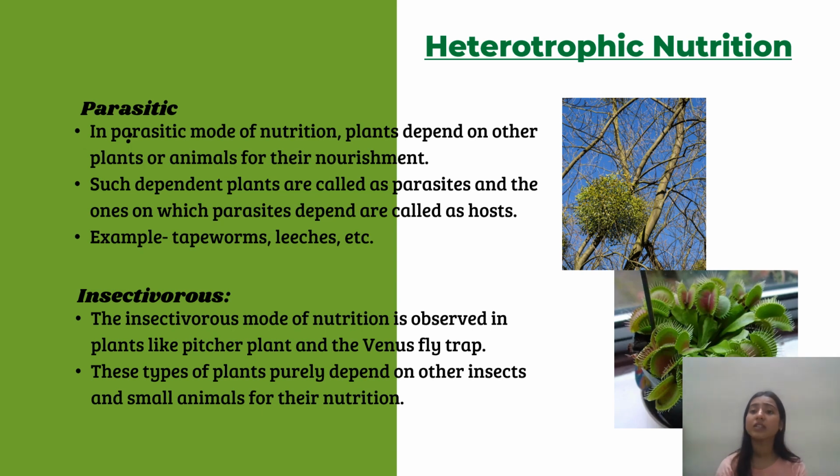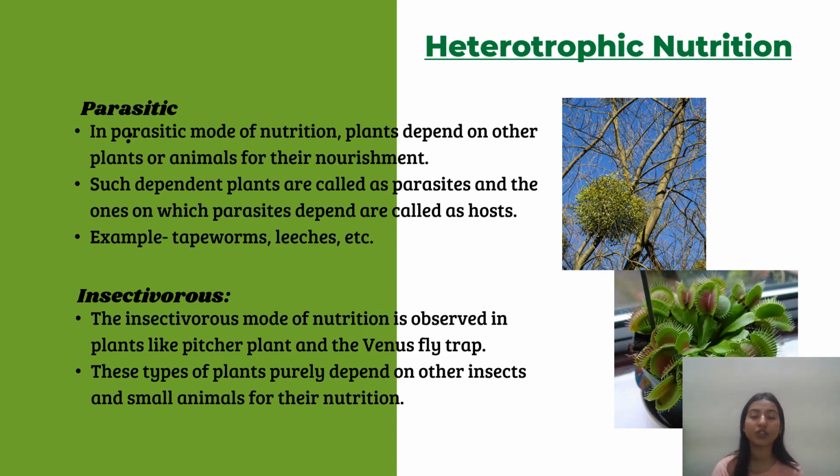Now let's talk about heterotrophic nutrition. First we are going to talk about the parasitic mode of nutrition. In parasitic mode of nutrition, plants depend on other animals or plants for their nourishment. Such dependent plants are known as parasites, and the ones on which they are depending are known as hosts. For example, tapeworms and leeches.